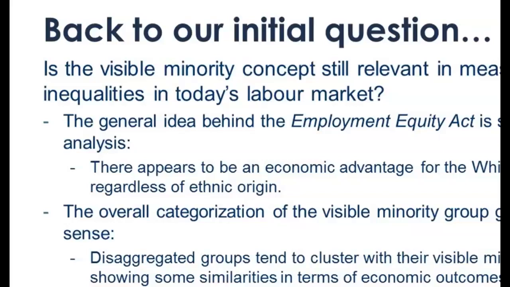There appears to be some economic advantage for the white population, and this regardless of their ethnic origin, and once again with some exception for the West Asian who declare themselves as white. Now, the overall categorization of the visible minority is also generally making sense. For the disaggregated groups, again, we see that they tend to cluster within their own groups. The colors were showing similar patterns, and we can see some kind of clustering, although there weren't clear spots for all of them.